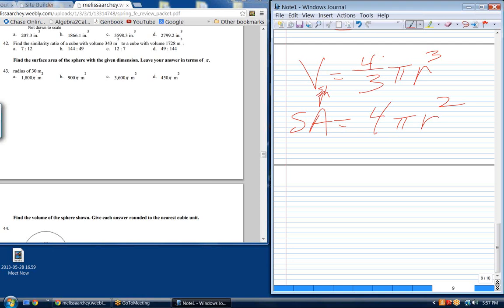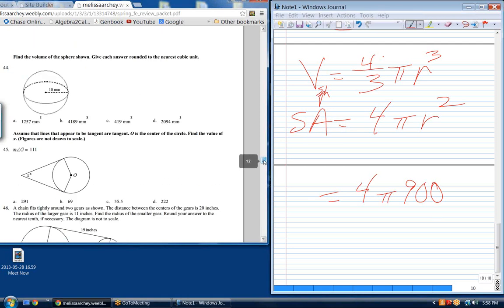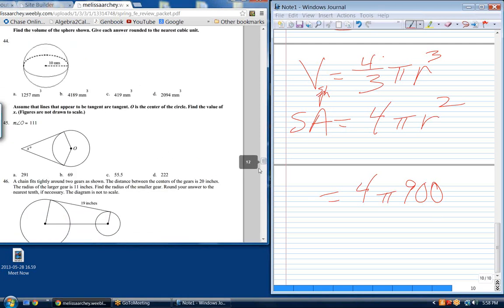Okay. So with the sphere of radius 30 meters, 30 meters squared comes to 900, times 4 comes to 3,600 pi. Okay. About 44, we just went through the volume formula. You probably can plug in that.